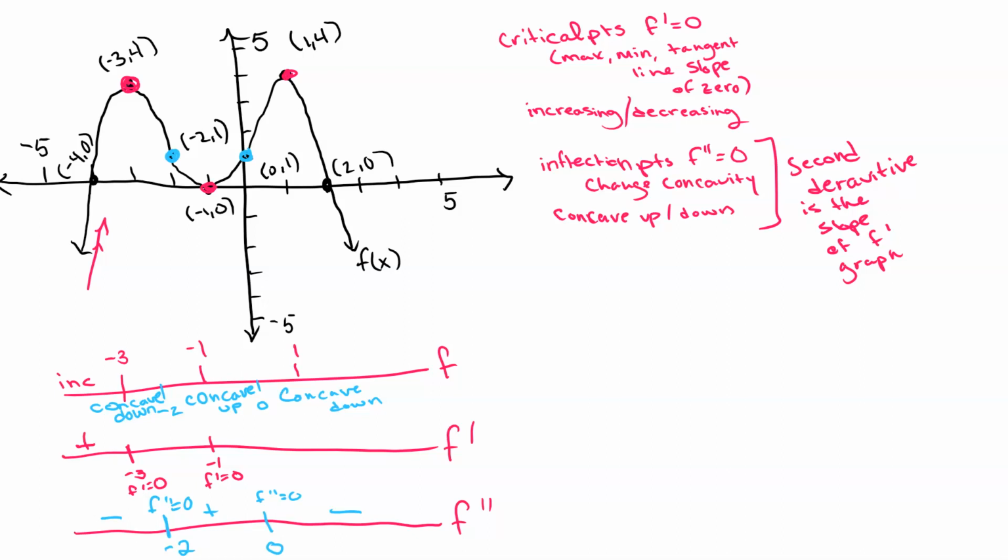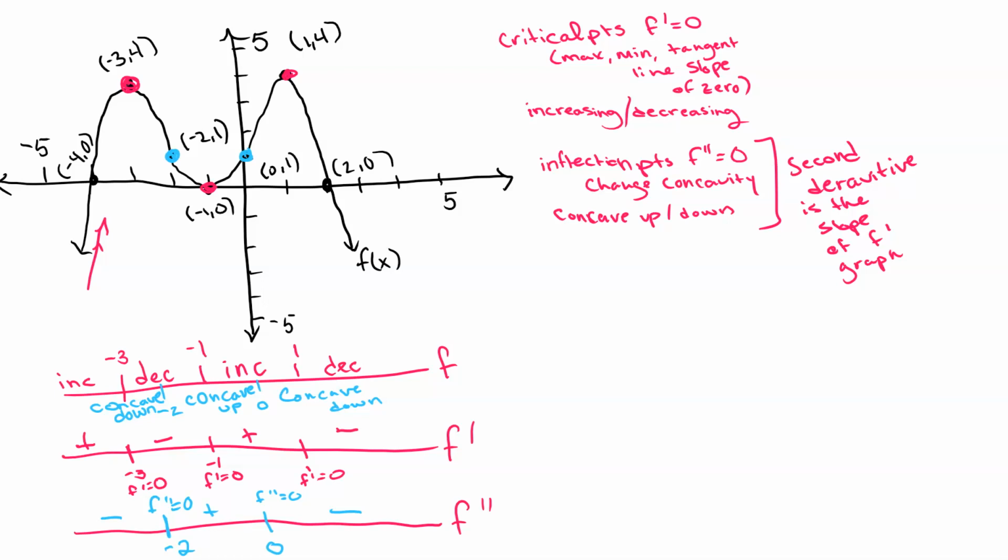Now we're looking to say, well, what is my function doing between -3 and -1? Well, it's going down, so it's decreasing, which means my first derivative is negative. And then between -1 and 1, we're going up, so I'm increasing. My first derivative is positive. At 1, I have a critical point, so I've got my f prime of 1 equal to 0, and after that I am decreasing, so my first derivative is negative.